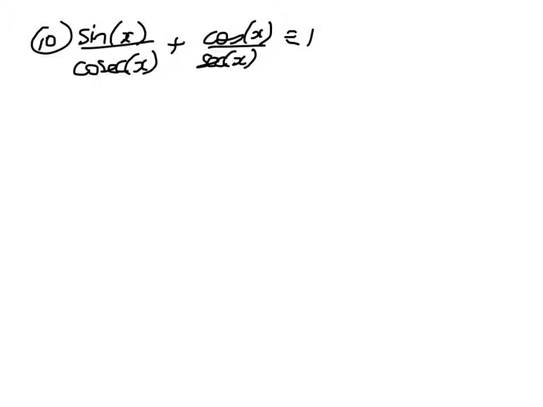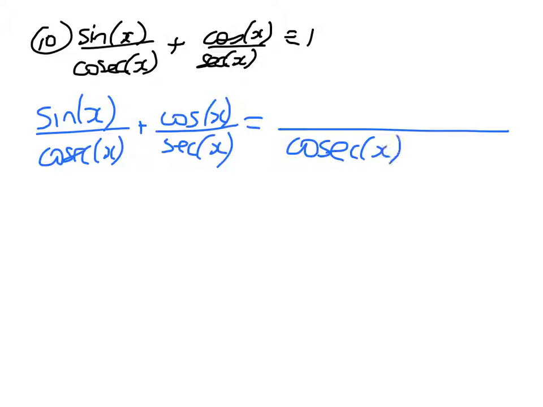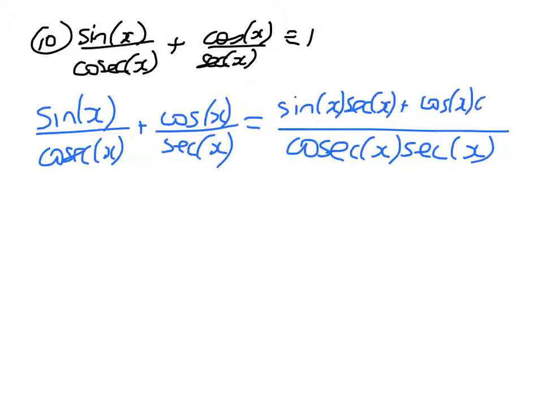Number 10, we are trying to prove that this is true. So we've got sine of x over cosec of x plus cos of x over sec of x. What do I do when I've got two fractions added together? I look for a common denominator. So we'll do that here, and we get sine of x sec of x plus cos of x cosec of x. So far so good.